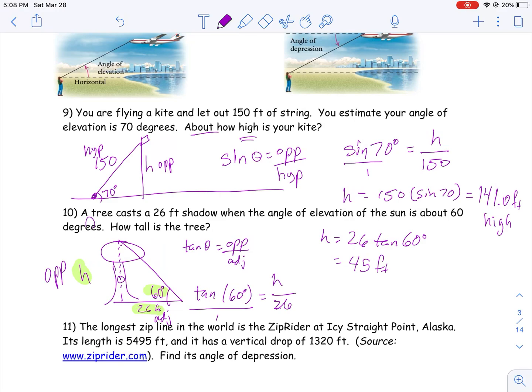I don't know if this makes sense. The sun is up here, and the tree is going to block the sun, and so where it's not, we're going to get light out here, and then here we're going to get shadow, and so it's going to make a right triangle. I didn't really talk about that, but that's what's going on there. And then we use the tangent function to solve that equation.